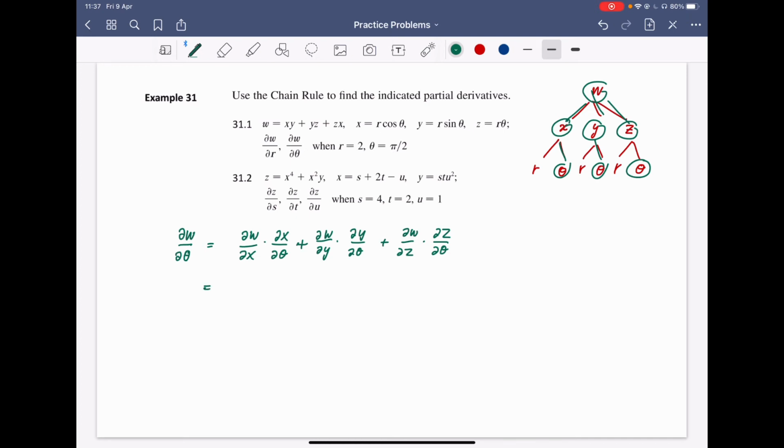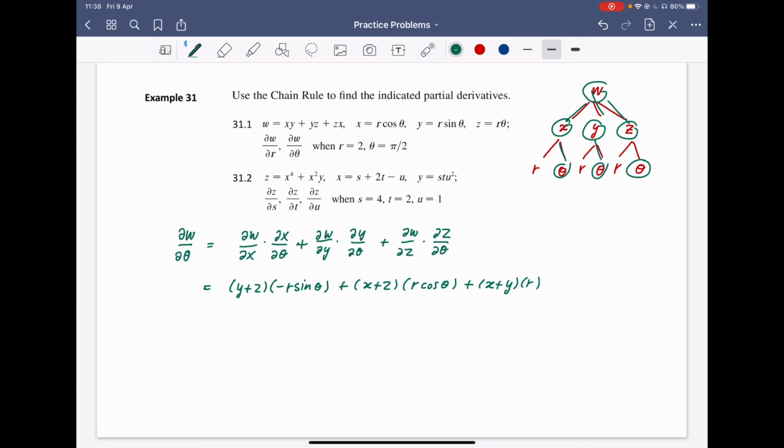So you differentiate w with respect to x, so you get y plus z. And then you differentiate x with respect to theta, so you do not need to differentiate r. You differentiate cosine theta, so you get negative sine theta. Then the same thing, x plus z, and you differentiate sine, you get cosine. And the last one is x plus y times r.